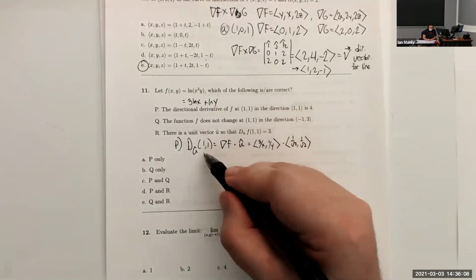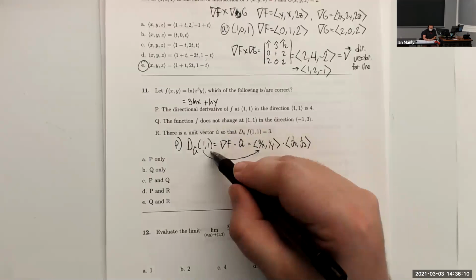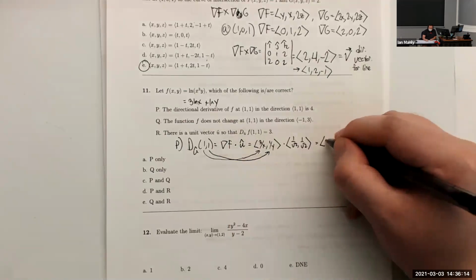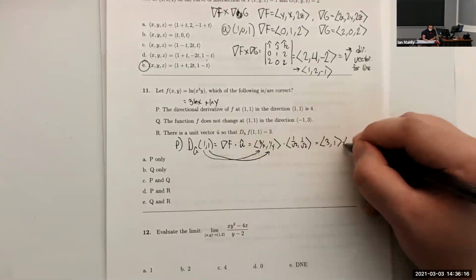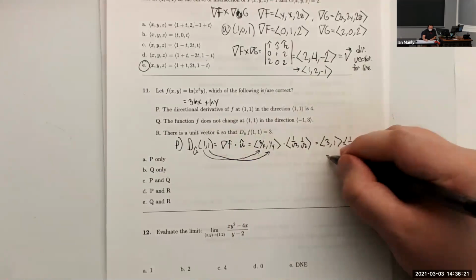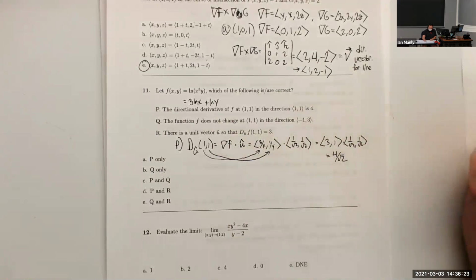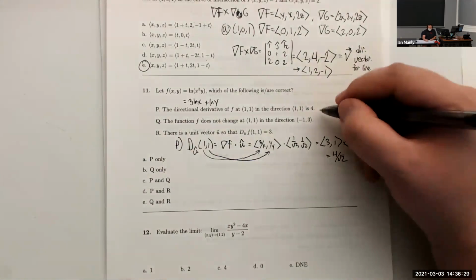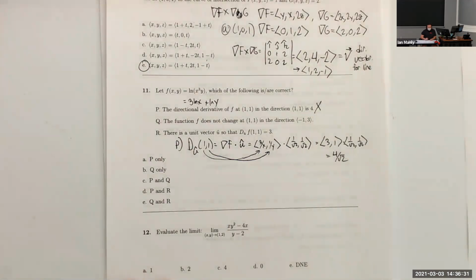All right, then I plug in 1 into here and 1 into there. And I have 3, 1 dotted with 1 over root 2, 1 over root 2. That gives me 4 over root 2. So that's going to be the value of my directional derivative. 4 over root 2 is not equal to 4. So that's going to be false. The function f does not change at 1, 1 in the direction -1, 3.